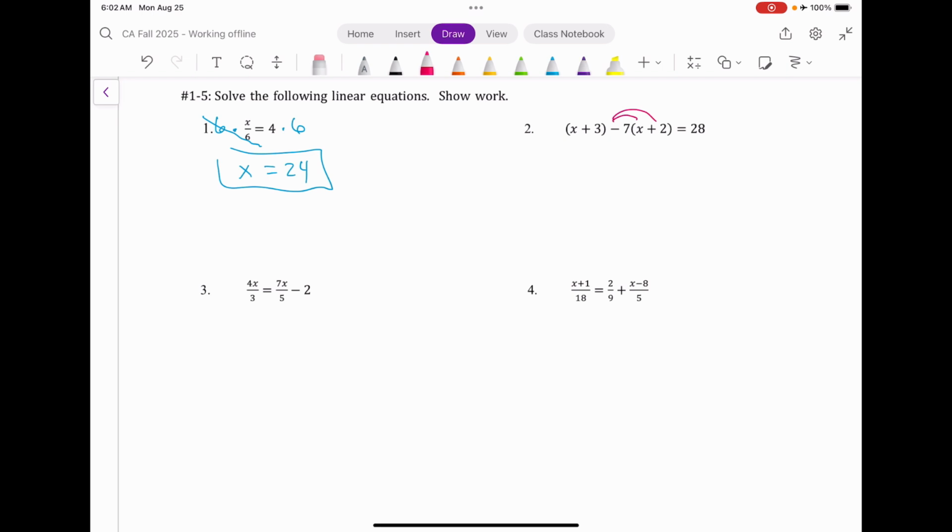All right, number 2. Anytime we see parentheses, we want to remember to distribute if we can. On that first set of parentheses, we can imagine there's a 1 in front of it, so 1 times both of those would just be x plus 3. So really no need to do that bit right there. You can just drop the parentheses when you see nothing in front of the factor. Distribute the negative 7. And then next is to combine like terms. Plus 3 minus 14 is minus 11. Let's add 11 to both sides.